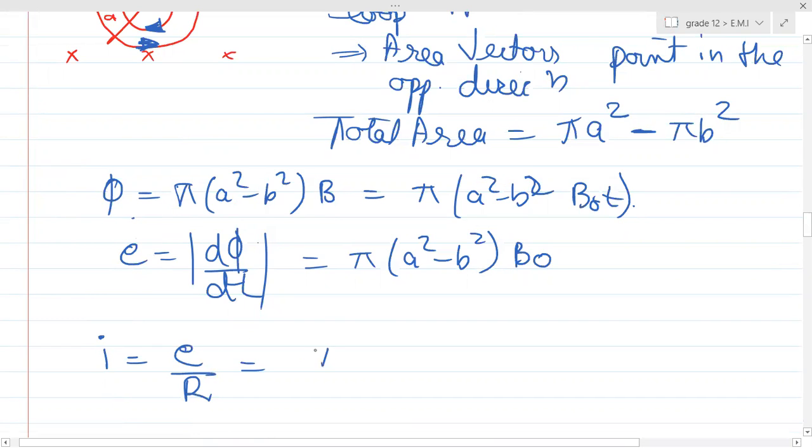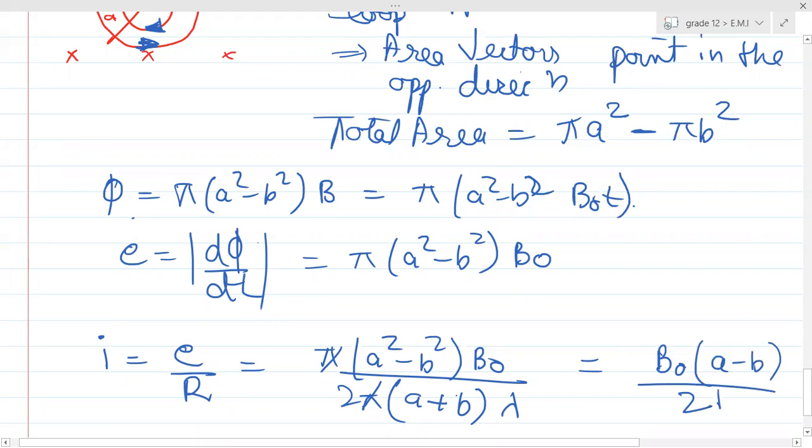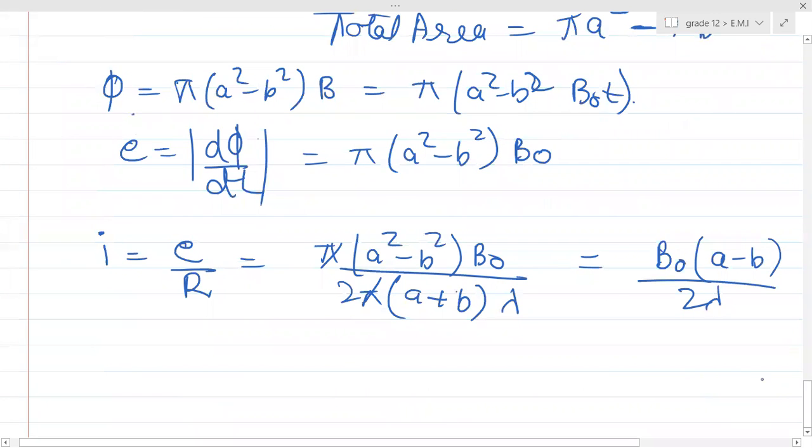So I can write this thing as pi (a square minus b square) into B naught divided by the same resistance per unit length. Can you see the length of the wire has not changed, right? We just flipped one part. So it will be 2 pi (a plus b) into lambda. So pi and pi will get cancelled out. This I can write as (a plus b)(a minus b), and a plus b will get cancelled out. That's the final answer. Okay. It is clear.